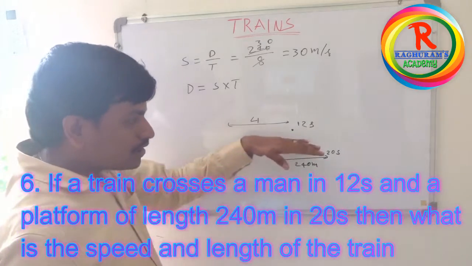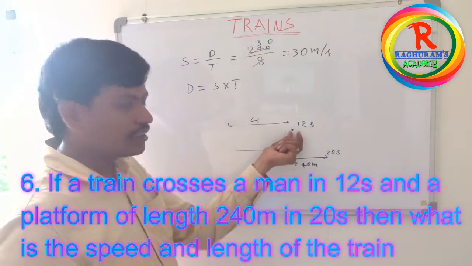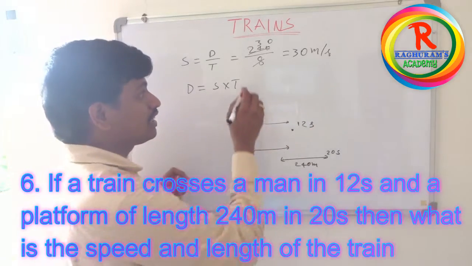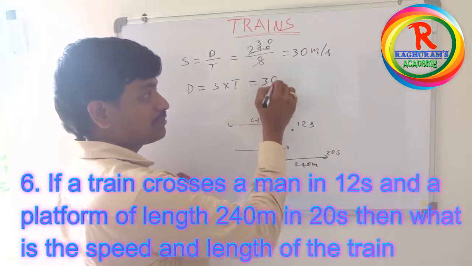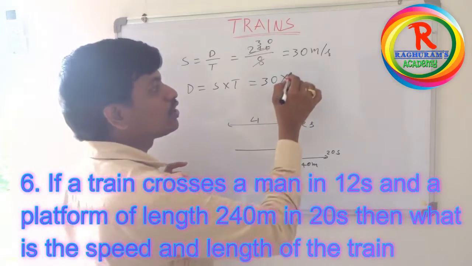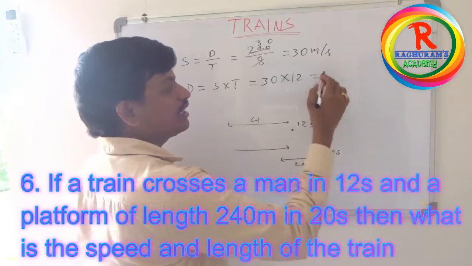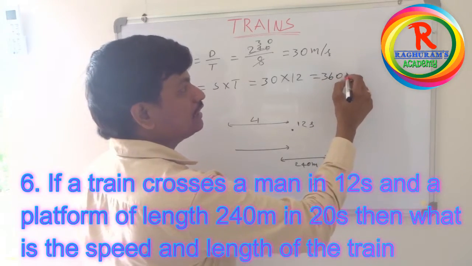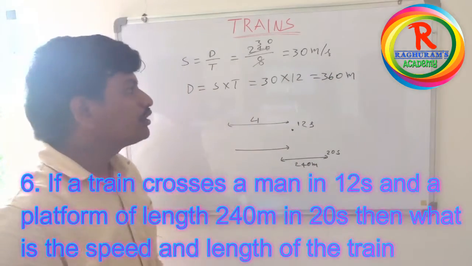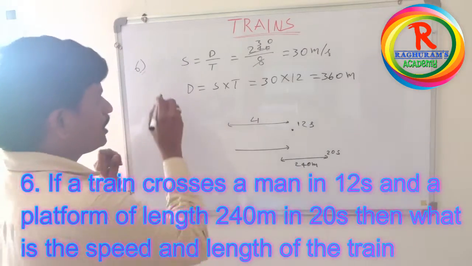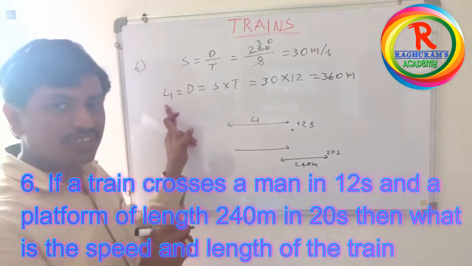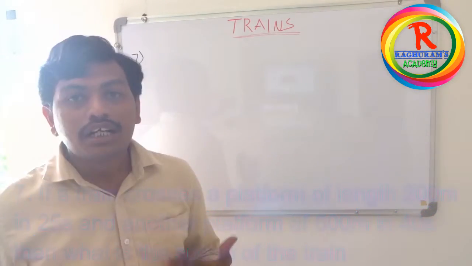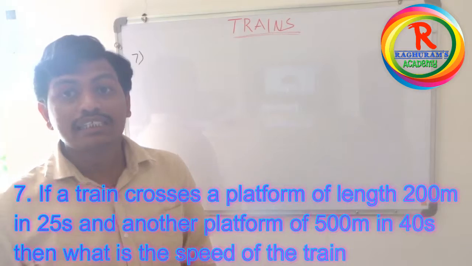Here we don't bother about the platform, we just take that it crosses a man in 12 seconds. So speed is 30 meters per second and time is 12 seconds. 12 threes are 36, that is 360 meters. So the length of the train, that is L1, is nothing but the distance, that is 360 meters.